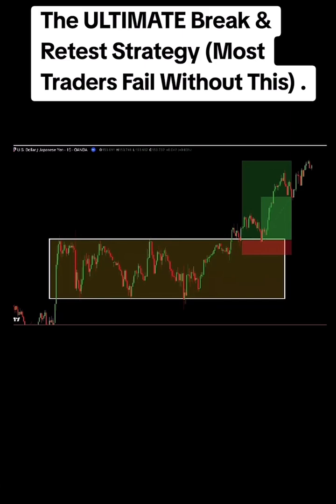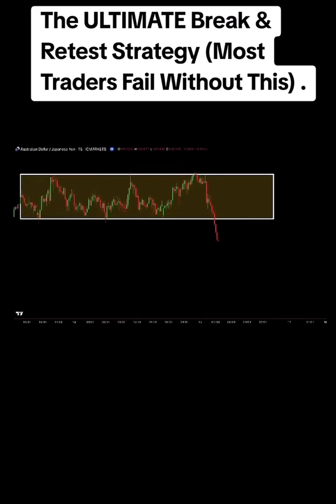Let me show you something few traders notice. Before a breakout, the market often sweeps liquidity at the support level. Here's how it works. Liquidity exists below support because many traders place stop losses and buy orders there. The market briefly drops below support, triggering stop losses and trapping sellers. Once the liquidity is taken, price reverses sharply and breaks out in the opposite direction.